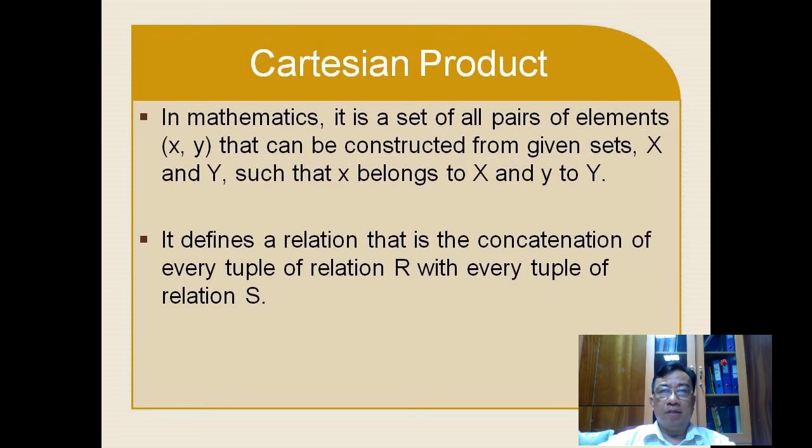Now let me go to the Cartesian product. In mathematics, it is the set of all pairs of elements x and y, that can be constructed from given sets X and Y, so that x belongs to set X and y belongs to set Y. It defines a relation that is the concatenation of every tuple of relation R with every tuple of relation S.